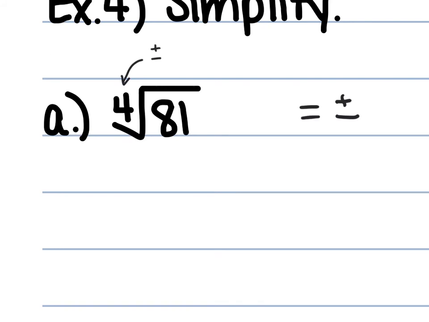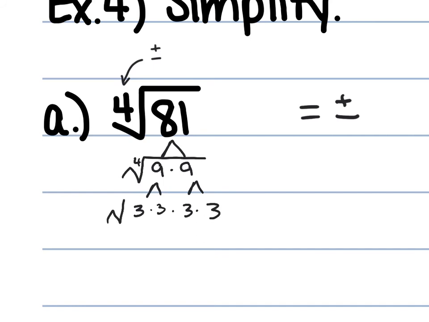So instead, what I'm going to do is break it down. 9 times 9, and it doesn't matter which factors you chose, they'll all end up the exact same. And this becomes 3 times 3 and 3 times 3. Now look, I'm looking for 4 of something that will come out there. Well look, 1, 2, 3, 4. My answer is what? 3.